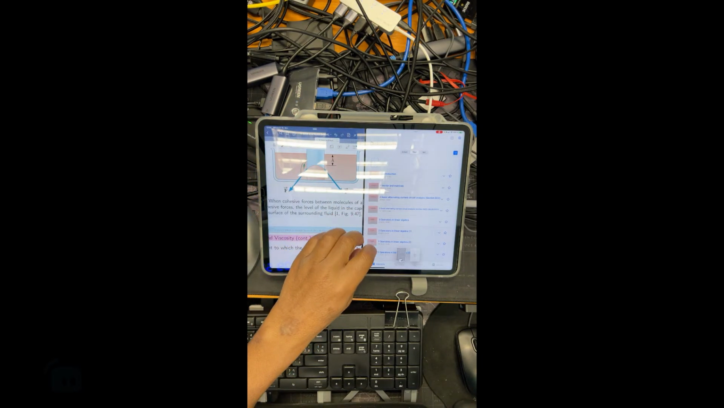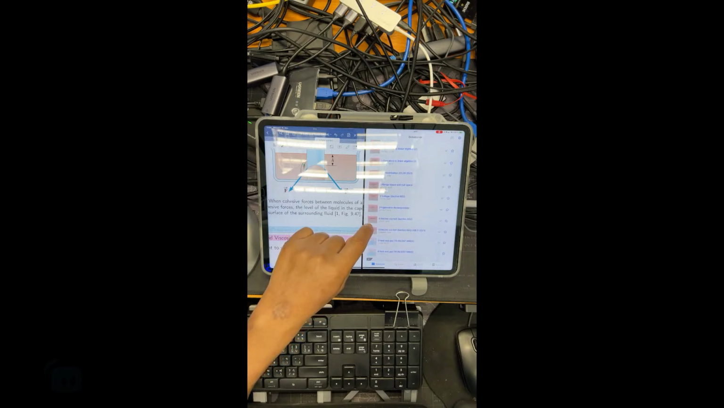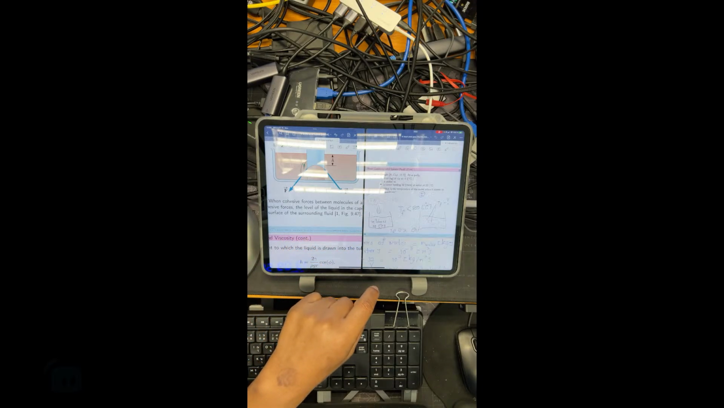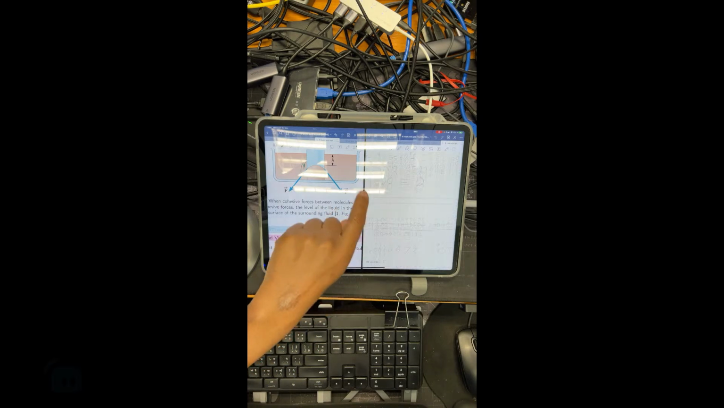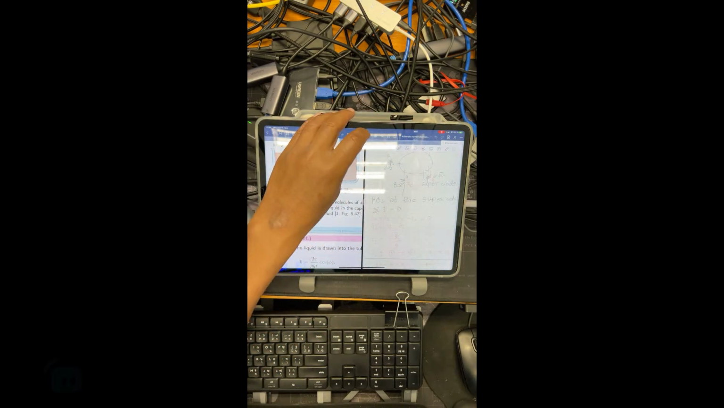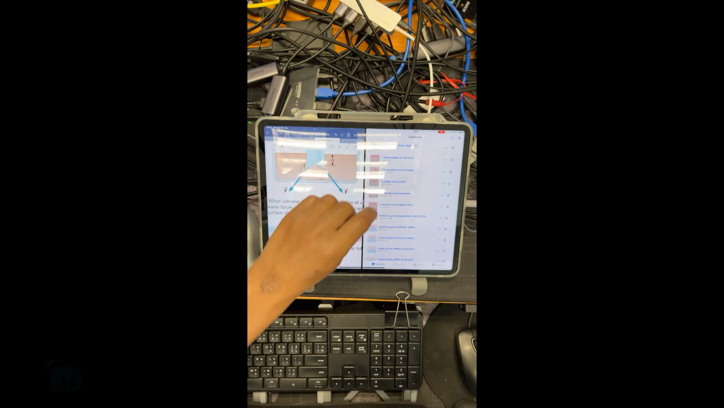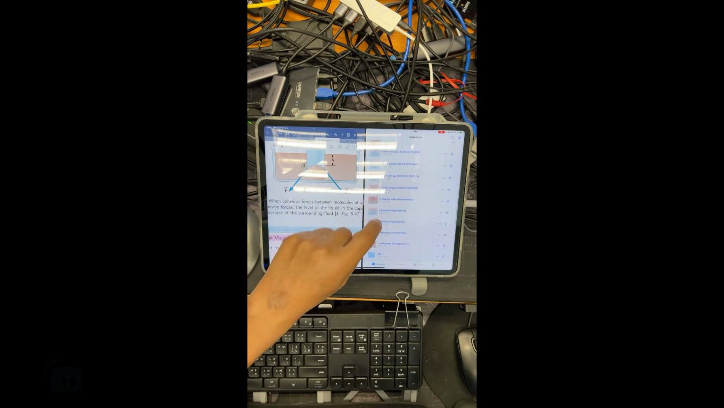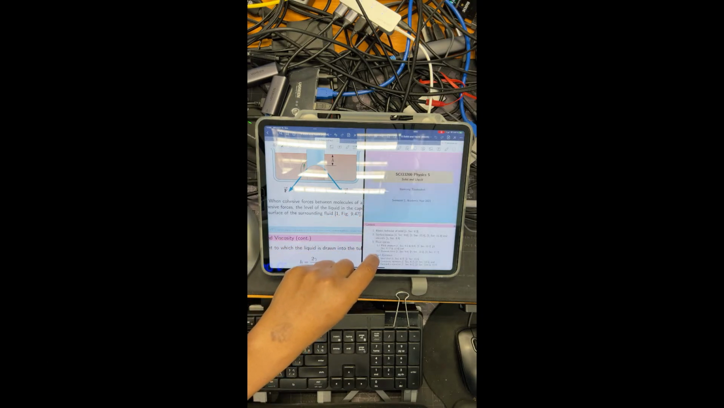The height that you can find... Oh no, this is heat and gas. I'm stupid. Yeah, this one.